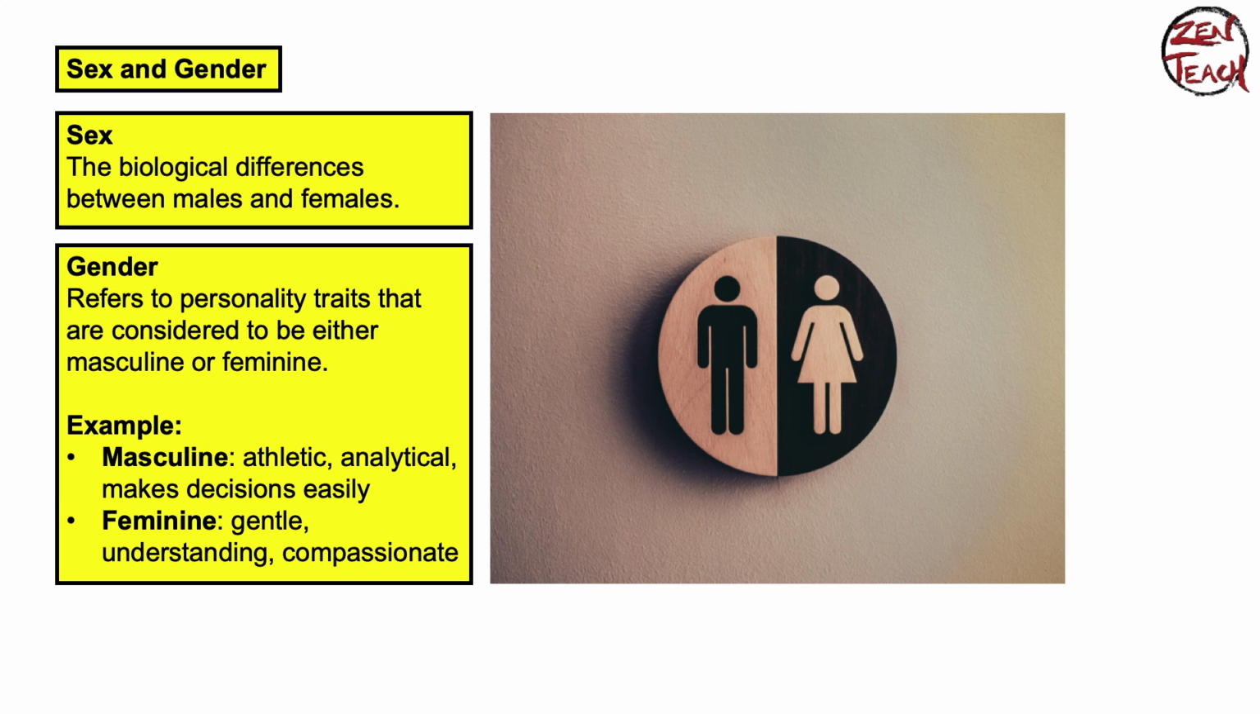For example, masculinity is perceived to be somebody who's athletic, analytical, makes decisions easy, while feminine would be gentle, understanding, compassionate. Those are just some examples. But these are stereotypes. They are defined by culture, and they can vary between cultures, and they generally tend to be associated more with one of the sexes than the other. That is our starting point.